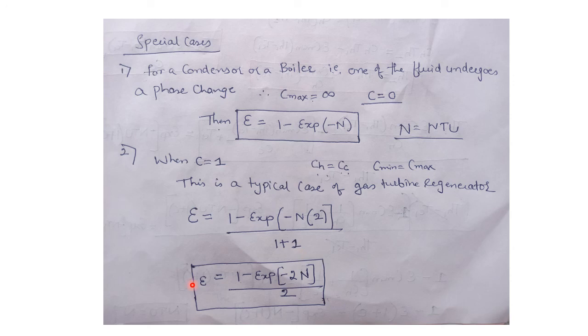All these formulas are available in your data handbook. You go through the data handbook; all these formulas are available there. The effectiveness NTU method for parallel flow heat exchanger, and LMTD for both parallel flow and counter flow heat exchangers. All these formulas are available in your data handbook.